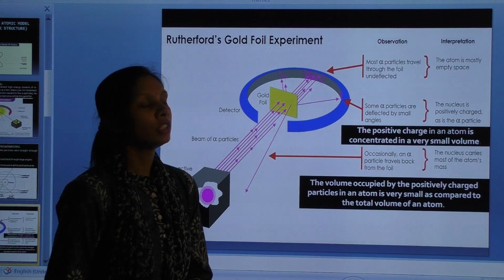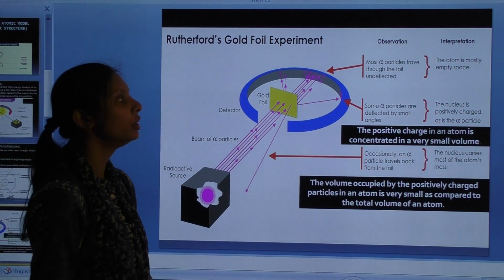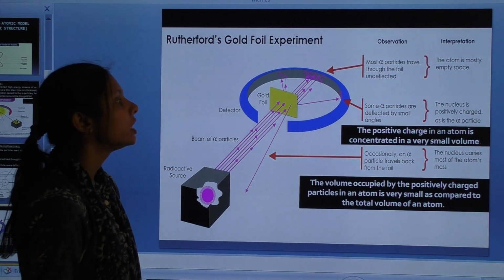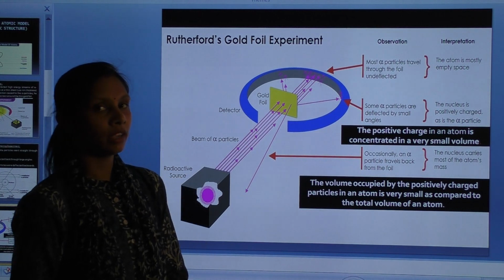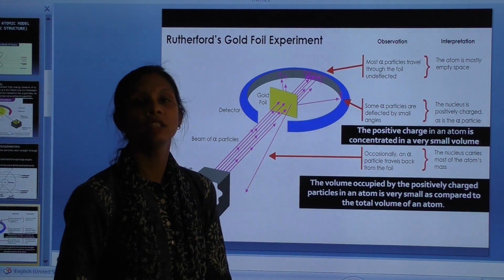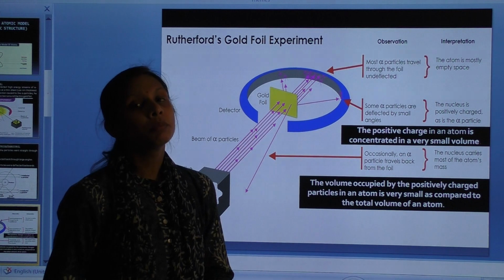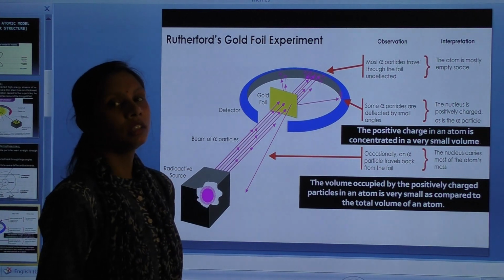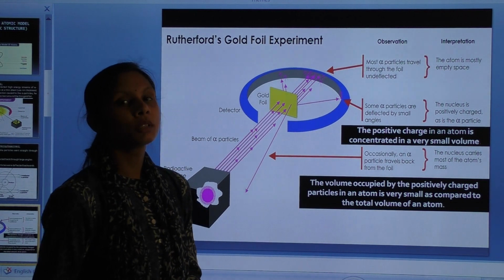The first observation, that most of the alpha particles travel straight through the gold foil undeflected, means that most of the space in an atom is empty. Second, some of the alpha particles are deflected by large or small angles, that means either acute or obtuse angles. That means the nucleus is positively charged like the alpha particles, and the deflection must be due to the enormous repulsive force present inside the atom, and that positive charge in an atom is concentrated in a particular small volume.